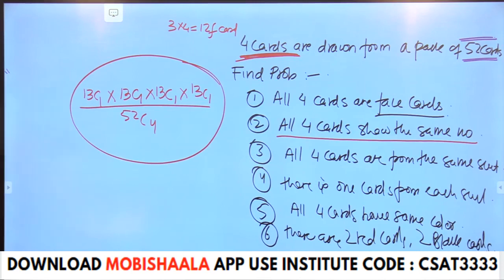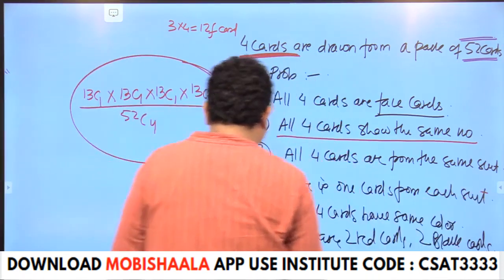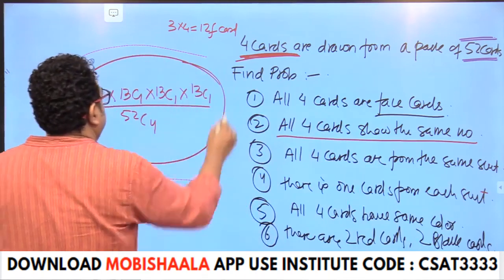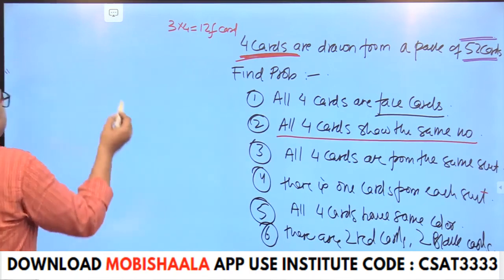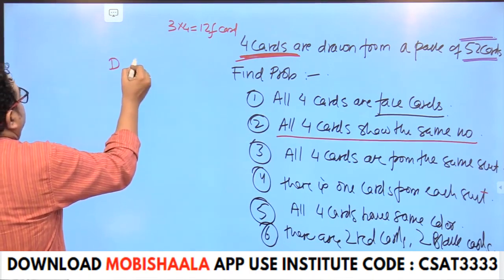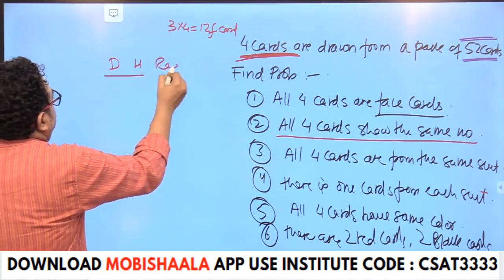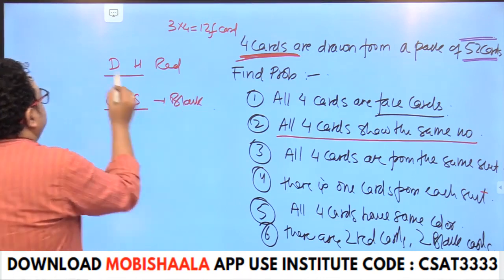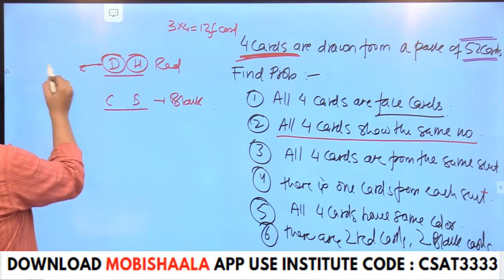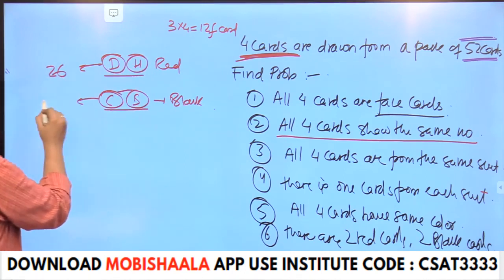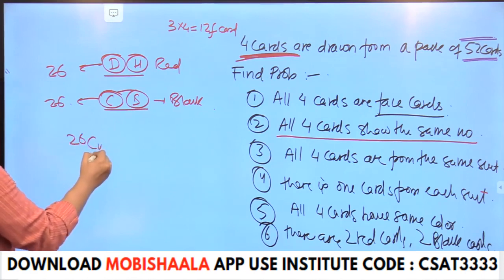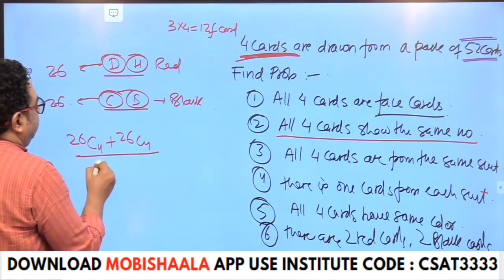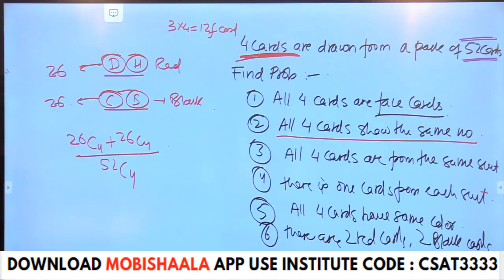Alright? And then all 4 cards have the same color. We know that diamond and heart have red color, and club and spade have black color, right? So number of cards of diamond and heart would be 26. Club and spade would also be 26. So your answer is 26C4 plus 26C4 upon 52C4. Either all 4 cards are red, 26C4, or all 4 cards are black, upon 52C4.